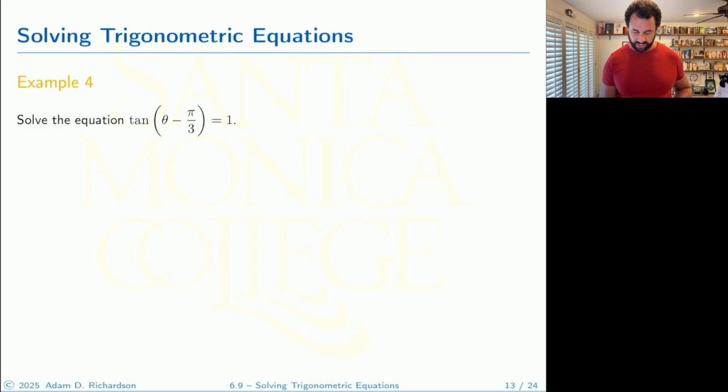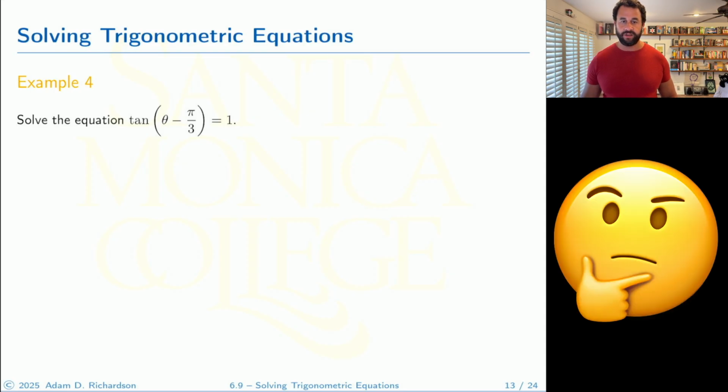You want to solve the equation tangent of theta minus pi over 3 equals 1. All right, so ponder that for just a minute.